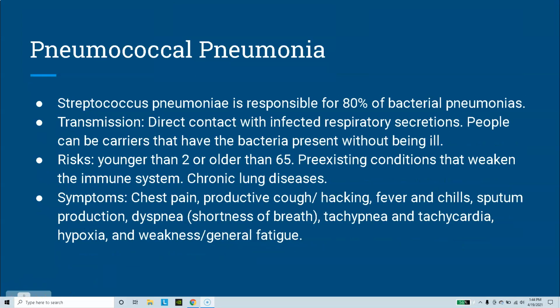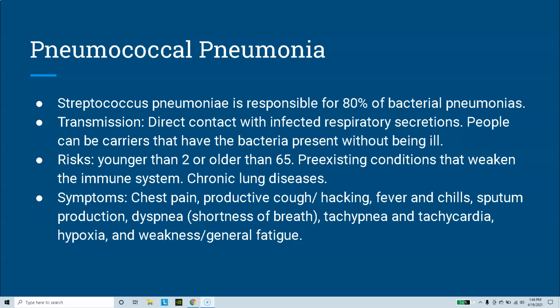One of the diseases caused by Streptococcus pneumoniae is pneumococcal pneumonia. I actually have a lot of experience with this. I'm currently a full-time respiratory therapist at Mission Hospital, so I've seen a lot of patients with pneumococcal pneumonia. Streptococcus pneumoniae is responsible for 80% of bacterial pneumonias.